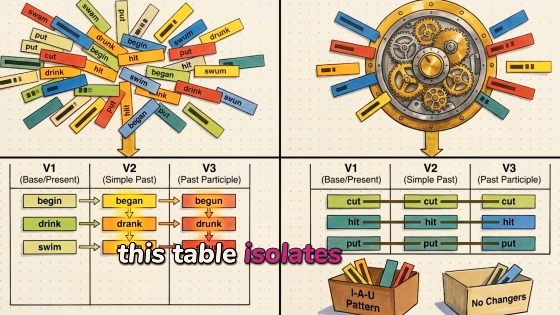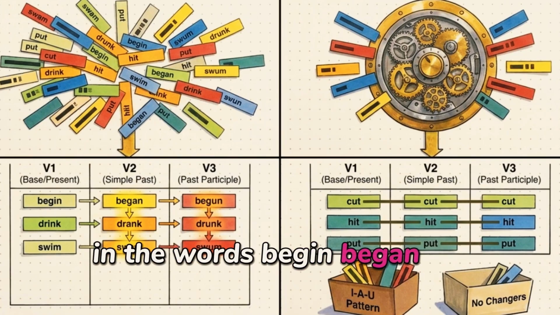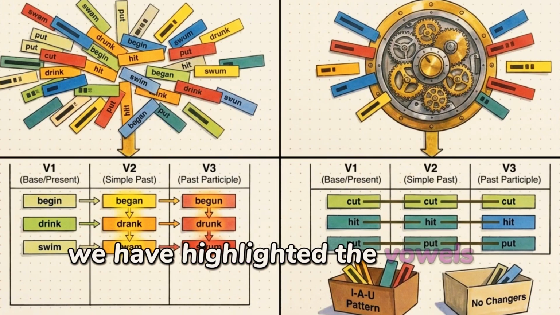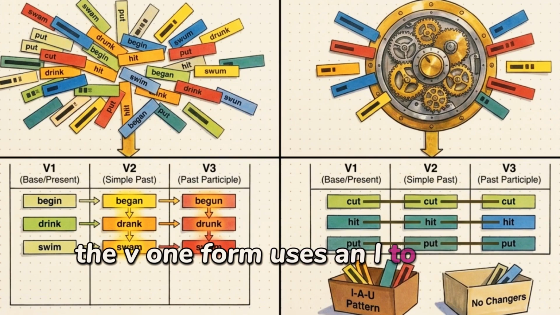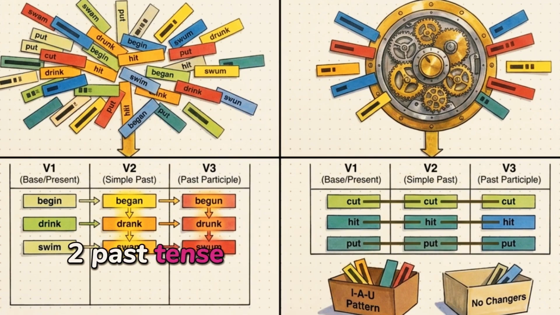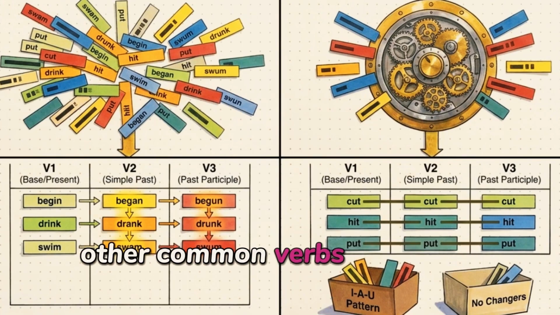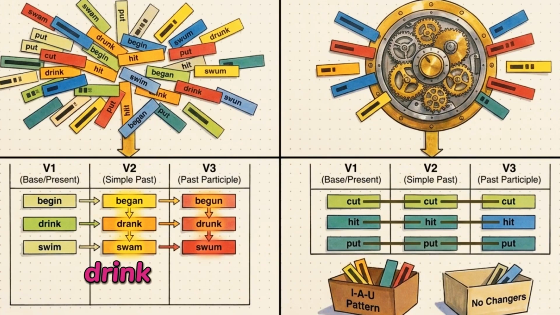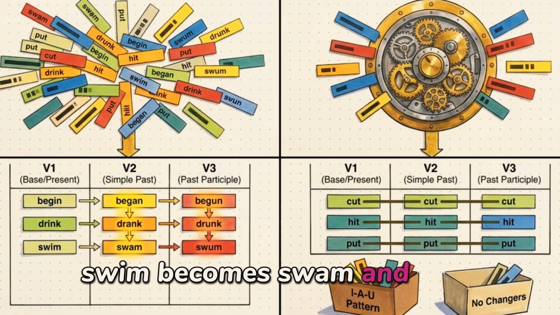This table isolates the first phonetic family. In the words begin, began, and begun, we have highlighted the vowels to reveal a clear I-A-U progression. The V1 form uses an I. To move into the V2 past tense, the vowel shifts to an A. For the V3 participle, it shifts to a U. Other common verbs follow this sequence. Drink becomes drank and drunk. Swim becomes swam and swum.